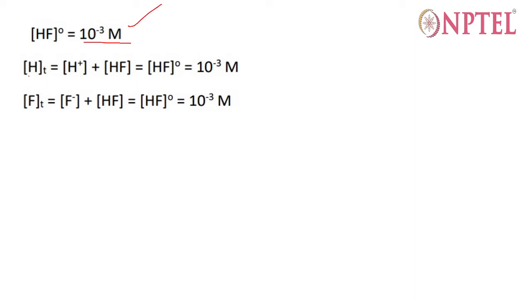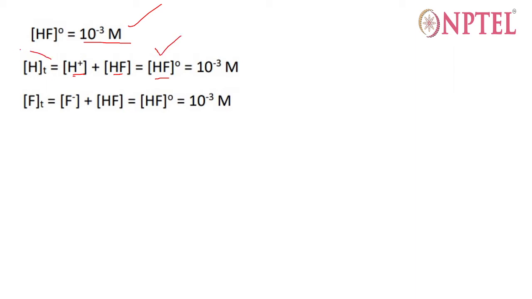And we are getting this HT. This is the total hydrogen concentration. So hydrogen concentration will be in the form of H plus ions. It can be in the form of HF, right? Hydrofluoric acid form, undissociated. So whatever it is, the main source is HF naught. This is the initial acid we have added. So this is the only source.